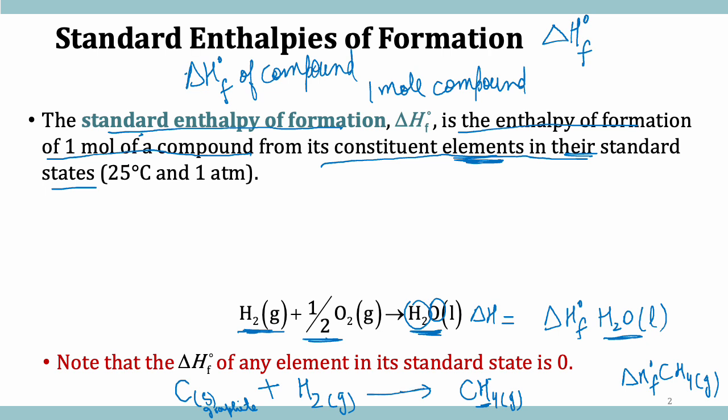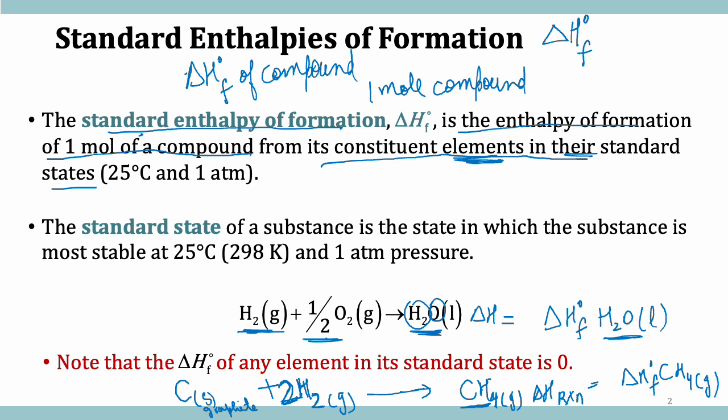So this reaction should be balanced. How many carbon on the left side? 1. On the right side? 1. How many hydrogen on the left side? 2. How many hydrogen on the right side? 4. So I need a 2 right here. This is a balanced chemical equation. So delta H for this reaction is equal to delta H naught F of CH4. Any compound, as long as it is being formed from its elements in elemental form, its delta H naught F is the delta H for that reaction.